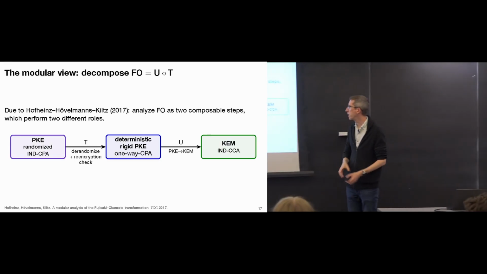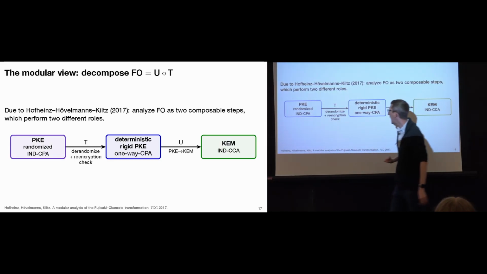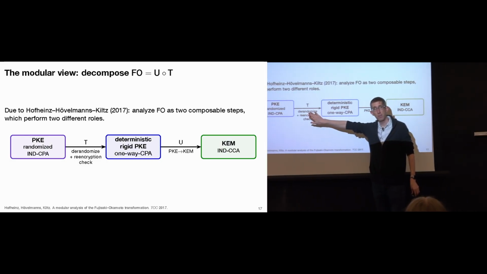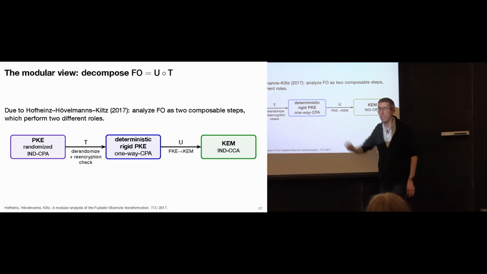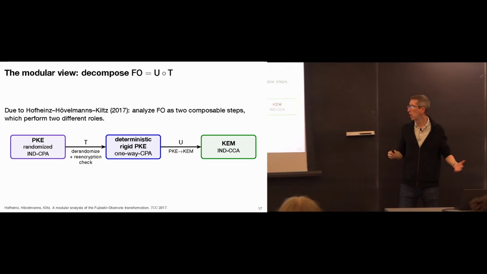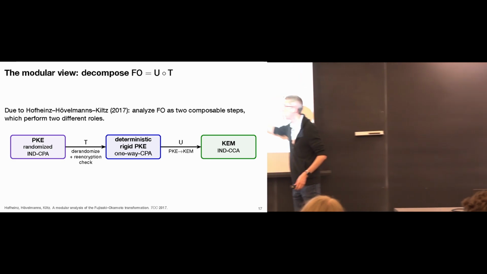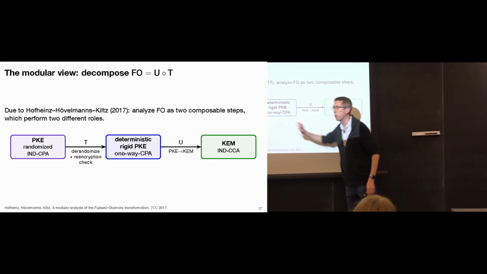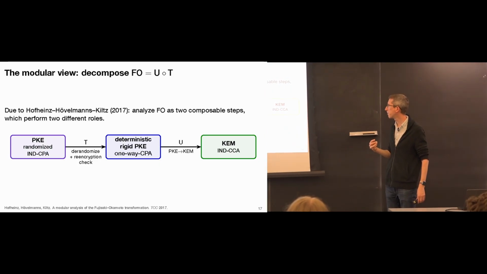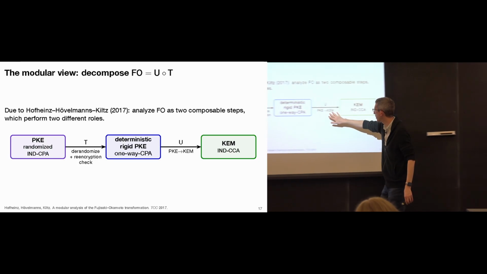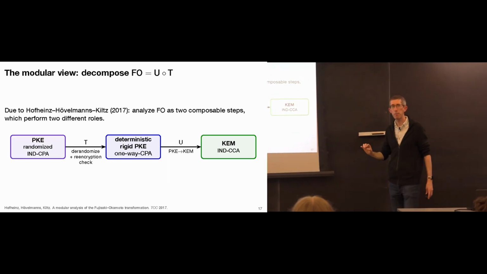What the T transform is going to do is it's going to take the randomized public key encryption scheme and do the de-randomization and the re-encryption check. And that'll make a deterministic public key encryption scheme with a couple of extra characteristics. It'll have a property called rigidity, and we'll talk a little bit later about what the security definition for this scheme actually is. And then we'll apply a second transform, the U transform, which will take this public key encryption scheme and convert it into a key encapsulation mechanism.